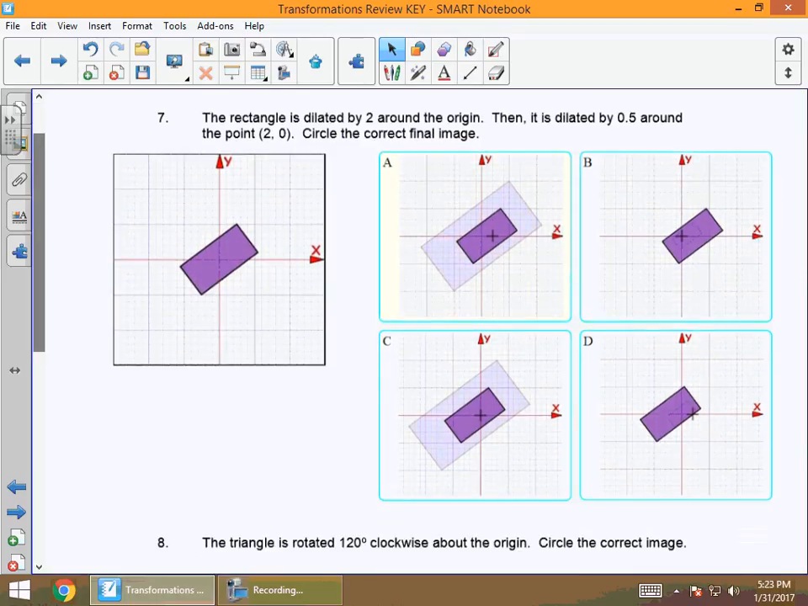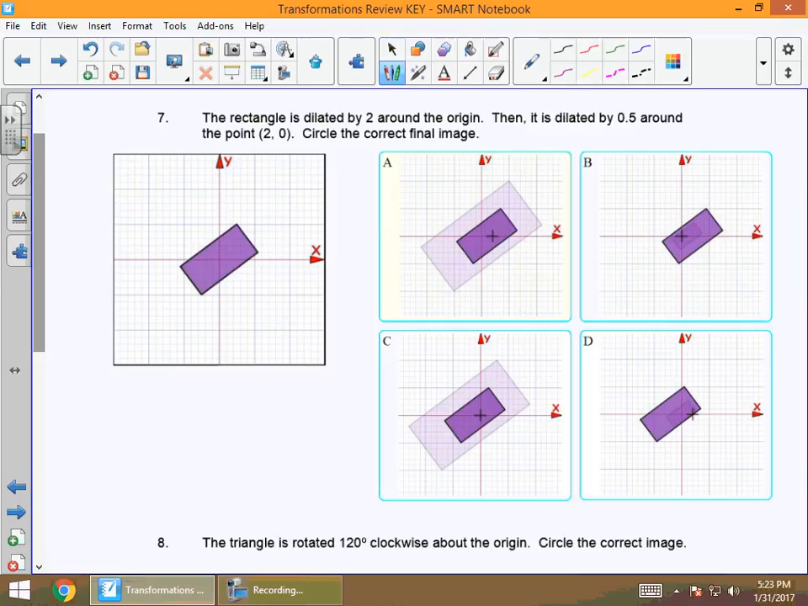But I'm going to take a look at question 7 that says the rectangle is dilated by 2 around the origin. Then it's dilated by a half around the point 2, 0. So the first thing I'm going to do is pick a point out and try to find the coordinates of this point. This point up here is the one I want to center my attention around. It looks like it is at 2.5 and up 5. That's the point 2.5, 5, or something really, really close.